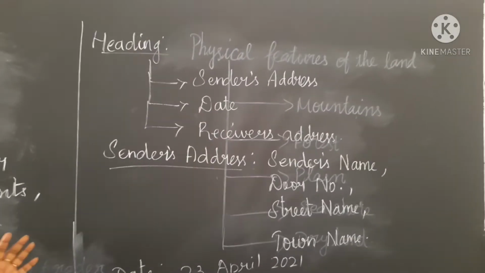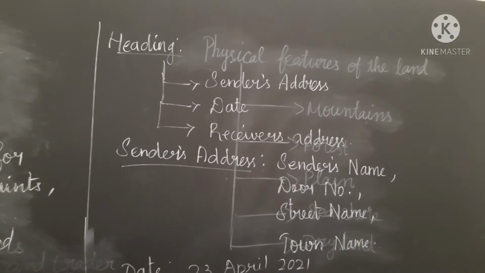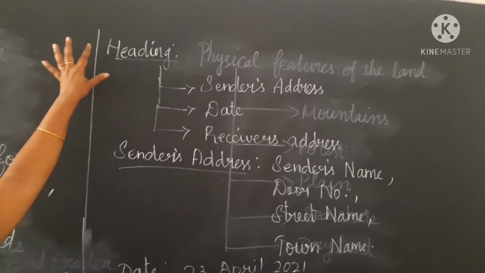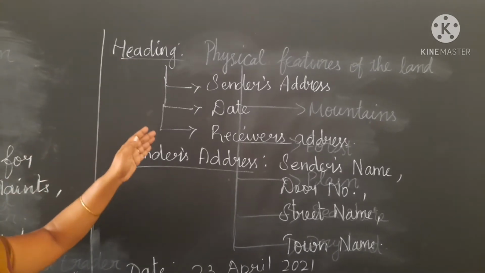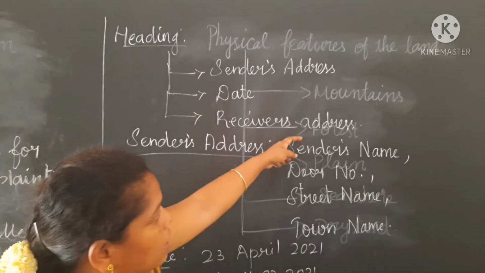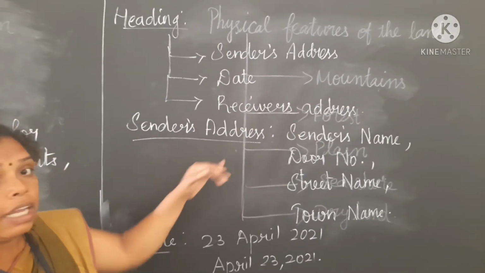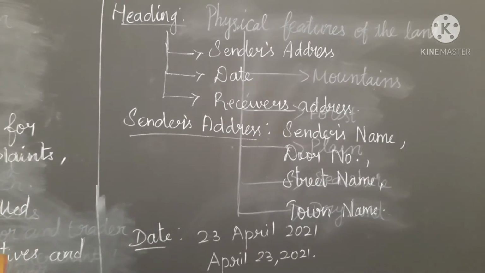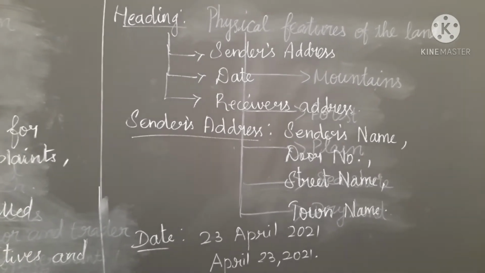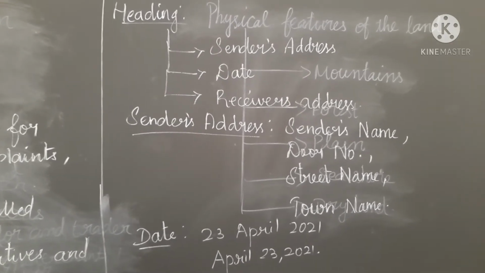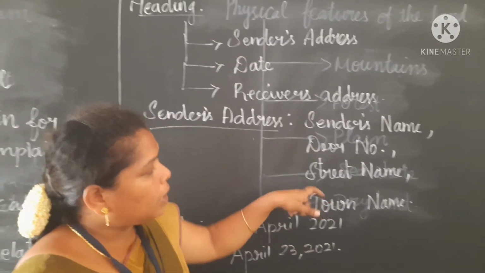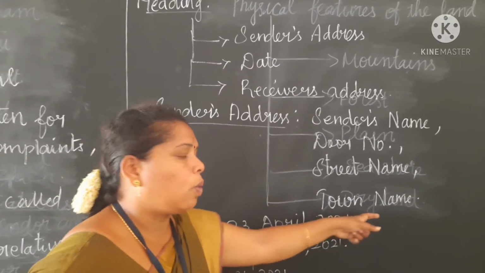For both formal letters and informal letters we need a heading. First we have to write the heading. Under the heading we have three parts: sender's address, date and then receiver's address. What is the sender's address? We will write the letter and give it to some person, that is, we are sending the letter to another person.